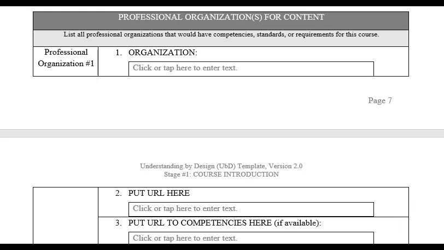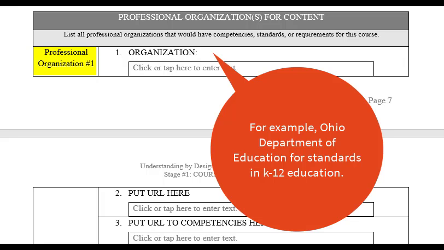Next, we're going to be getting into applying standards. And first, we need to look at our professional organizations. Essentially, where are we getting our standards from? Most standards that we're going to be applying to our lesson should be designed by either content experts or professional organizations who know what they need people to learn in school in order to be successful in their profession.